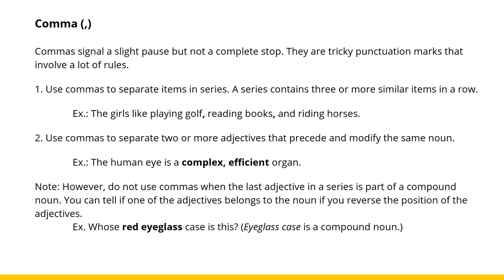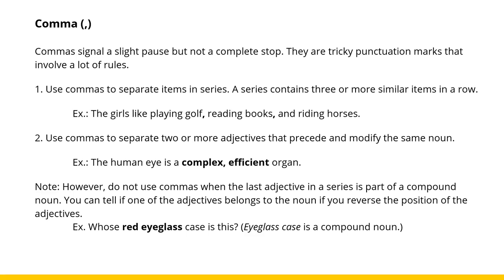The second way of using commas is to separate 2 or more adjectives that precede and modify the same noun. It's not very common, but it can happen sometimes and you need to know it too. Here we have an example. The human eye is a complex, efficient organ. Here we have 2 adjectives, and because we have 2 adjectives, not just 1, we need to use a comma in between. And you have to note that you should not use commas when the last adjective in the series is part of a compound noun.